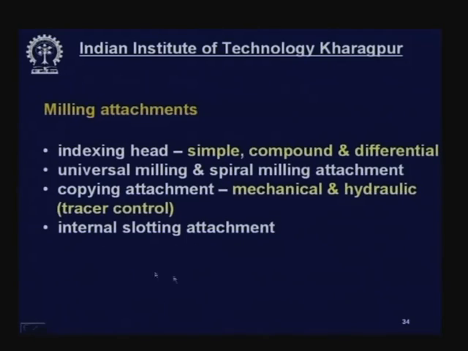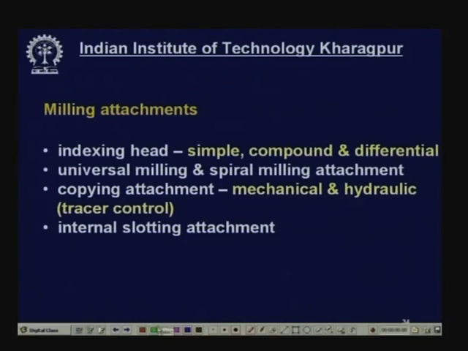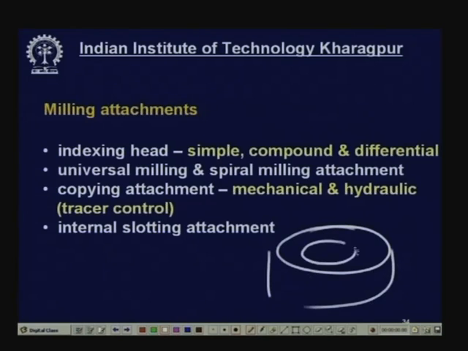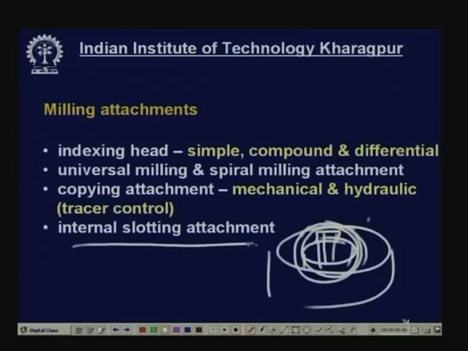What is internal slotting attachment? Suppose you want, here is a disc, okay, and there is a hole already done. You want to make a slot inside. So, this can be done in a milling machine. Normally, it can be done in a slotting machine or broaching machine, but in a milling machine it can also be done with the help of an attachment called internal slotting attachment.